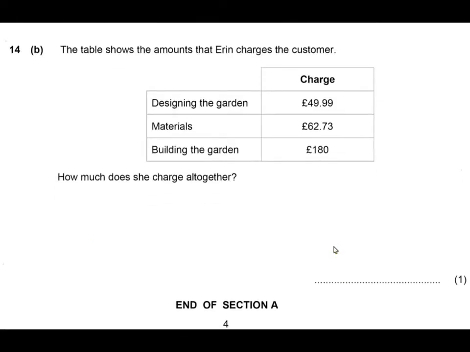Finally, question 14b, the table shows the amounts that Erin charges her customers. So designing the garden is £49.99, the materials are £62.73, and building the garden is £180. How much does she charge altogether? So it's a non-calculator exam, so we'll break it down into small individual calculations that we'll do manually.